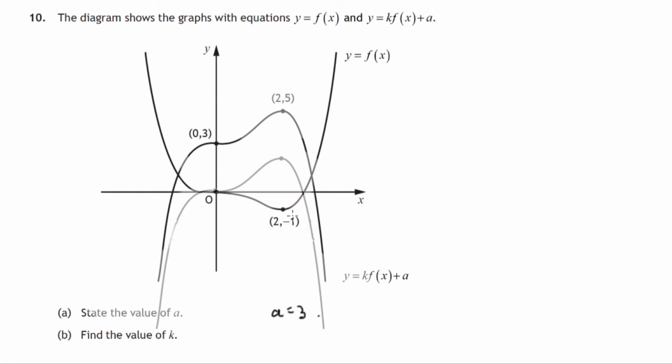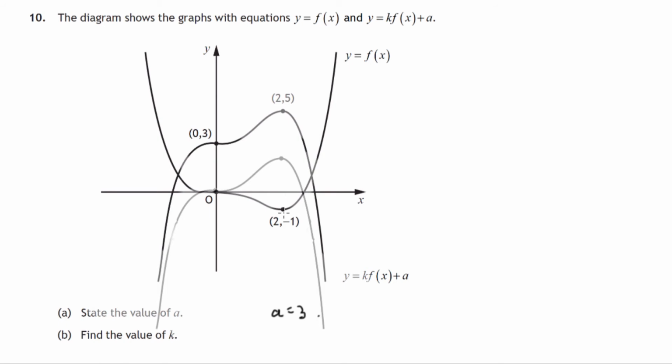And what's happened, the point 2, -1 has gone to the opposite side of the x-axis, so we know the value of k must be negative, and instead of having a distance from the x-axis of 1, it's now got a distance of 2. And we can check that by saying there's 2. If we replace the shift of 3, we get to that 5. So this is the point 2, 2. And therefore the value of k must be -2.